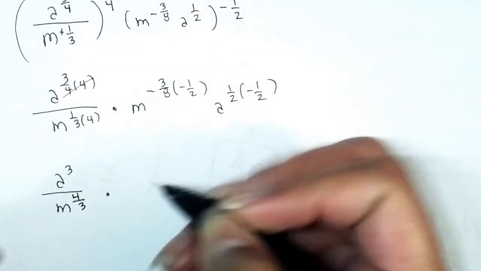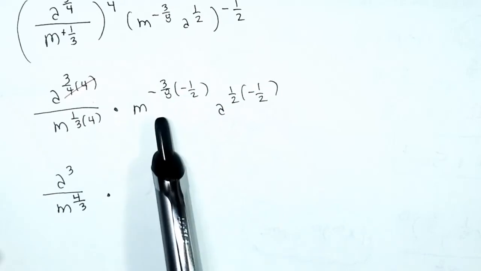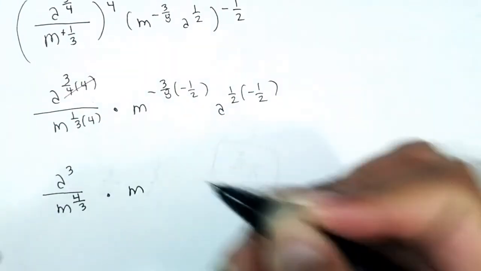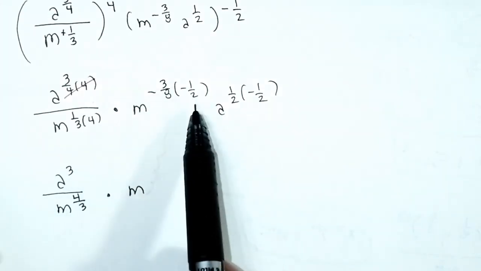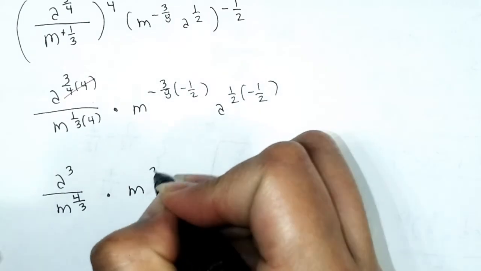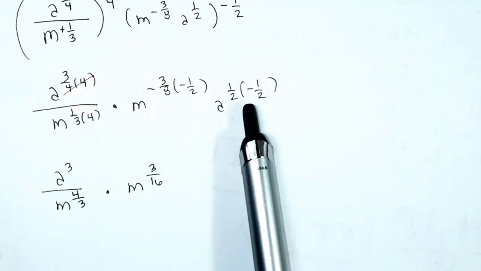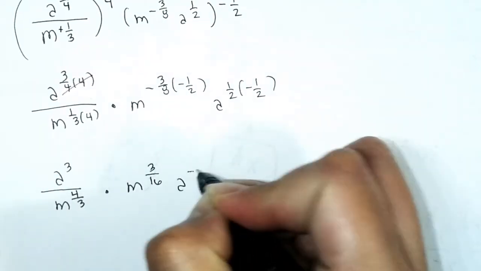Times, let's clean up this now. Next product. Can I cancel things out? I believe the answer is no. So times m raised to positive something. 3/8 times 1/2 will give us 3/16. Times the product of 1/2 and negative 1/2, which is negative 1/4, times a raised to the negative 1/4.